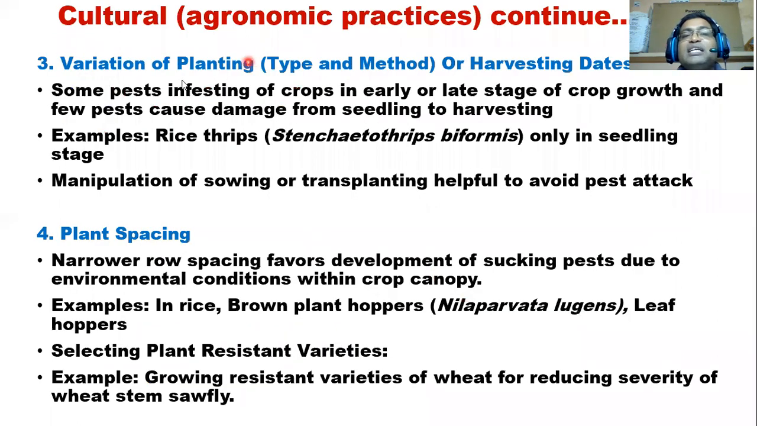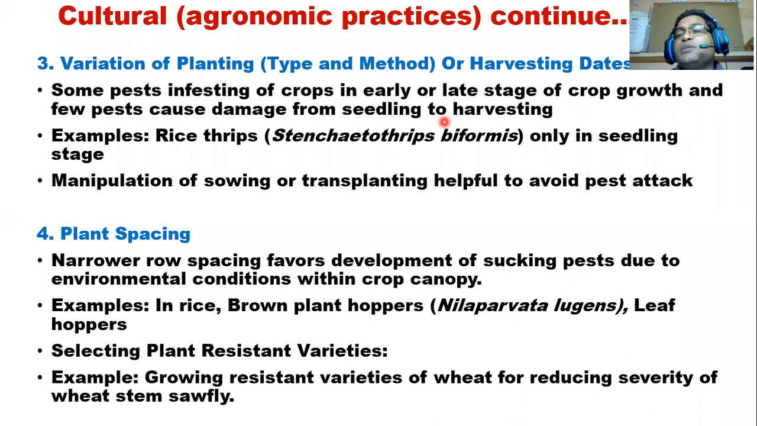The third strategy is variation of planting, method of planting and harvesting dates. Normally, if you think your pest will breed highly in the seedling stages, especially thrips, then you can raise your seedlings in the nursery and go for transplanting. While transplanting, you can clip off the top leaves of the seedlings, because thrips will be there in the top leaves of the seedlings. So you are reducing the pest load.